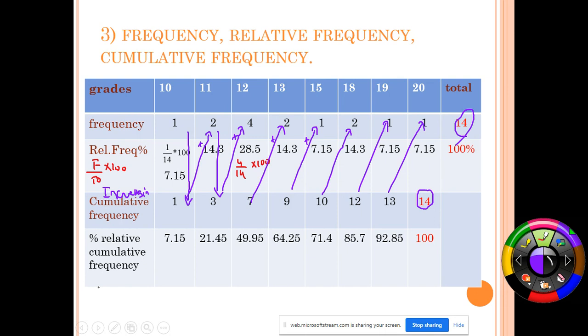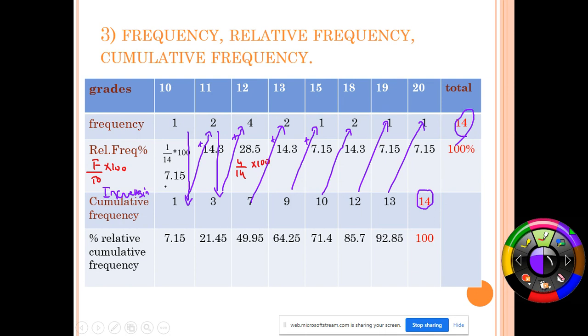Now, if they ask to find the percentage relative cumulative frequency, it's the same. I take the first one as it is, 7.15, then add 14.3. It's the same idea. 21.45 plus 28.5. So when you say cumulative frequency, you take the first one, then add it to the second one. That's it. It's very simple. Very, very easy. And when you do the exercise from the book, you will feel that it's easier.